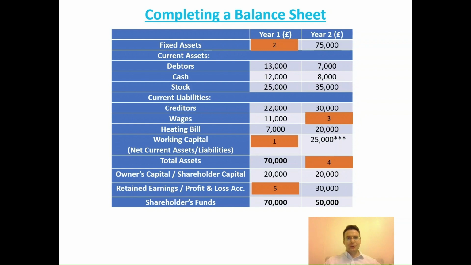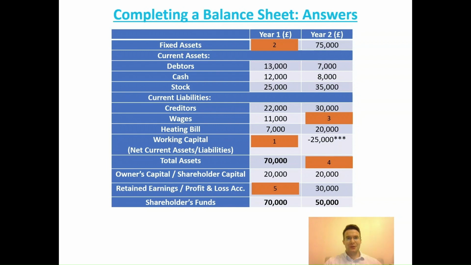On your screen are 5 orange boxes. They represent 5 hidden figures within the balance sheet. Can you use your knowledge and expertise that you've gained thus far in order to complete what those missing figures are? Now might be a good time to pause the video if you want to give it a try.